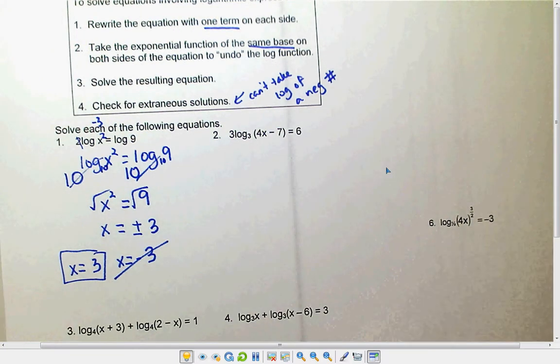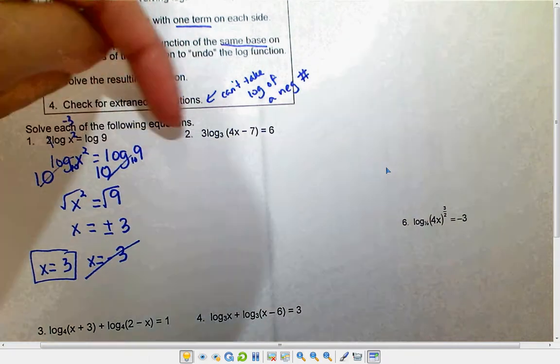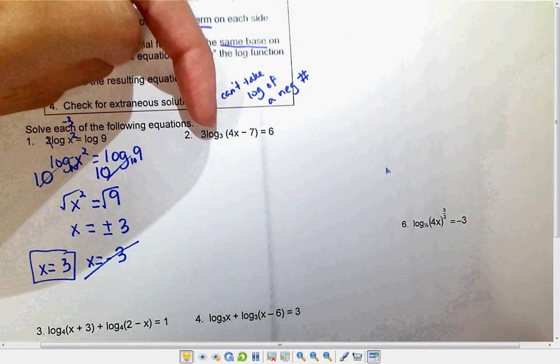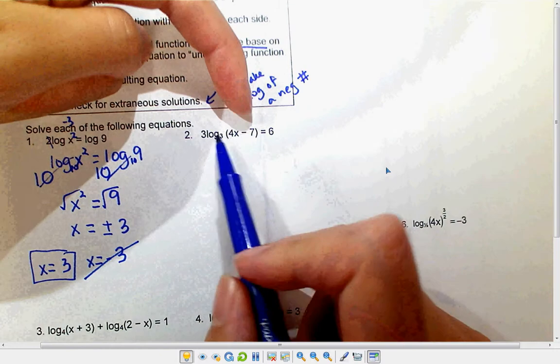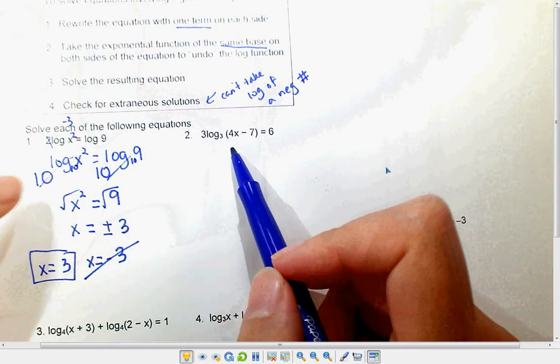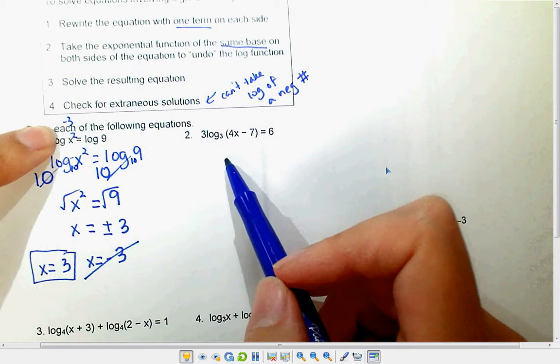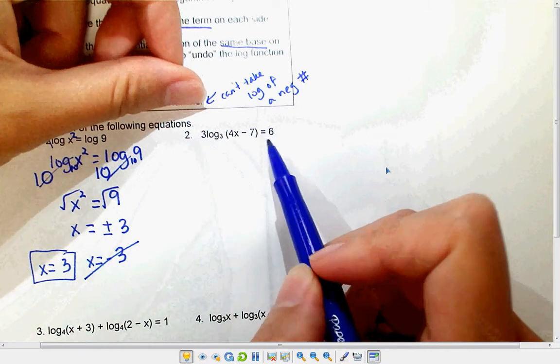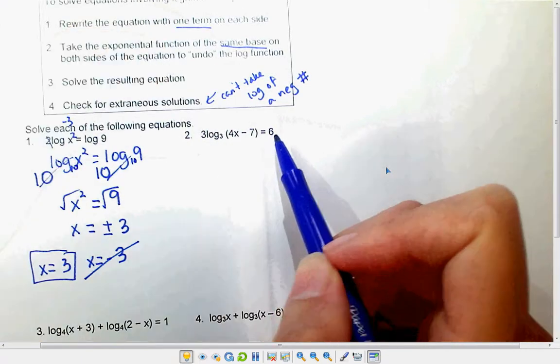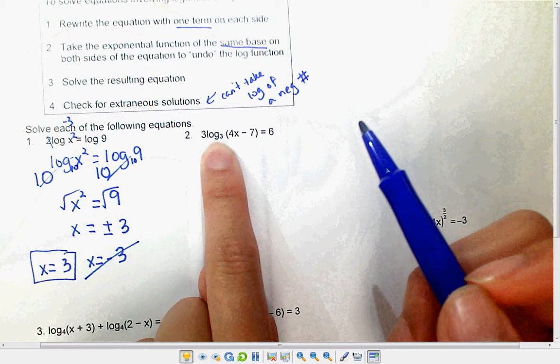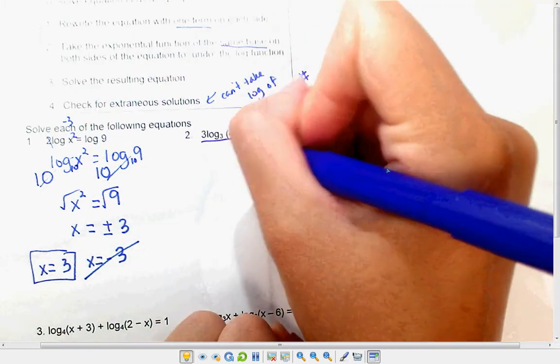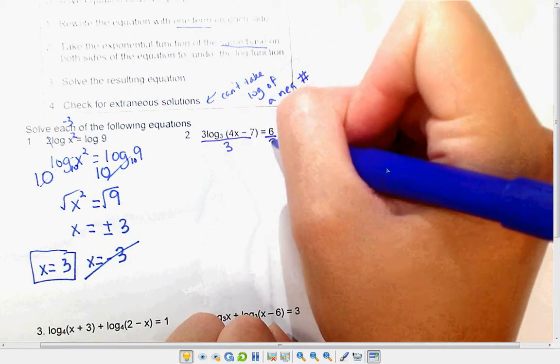Okay, let's look at number 2. So for number 2, I have a 3 log base 3, 4x minus 7. These can cancel out because this is not an exponent. It's got to look like 10 to the power of something. So I need to get rid of this 3. The way I'm going to get rid of it is like any other equation. See what's happening between the 3 and the log? They're being multiplied. So I'm just going to divide this whole thing by 3.